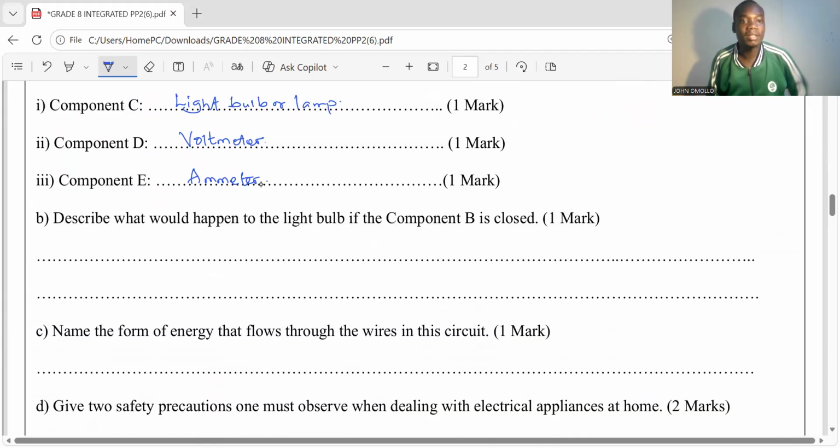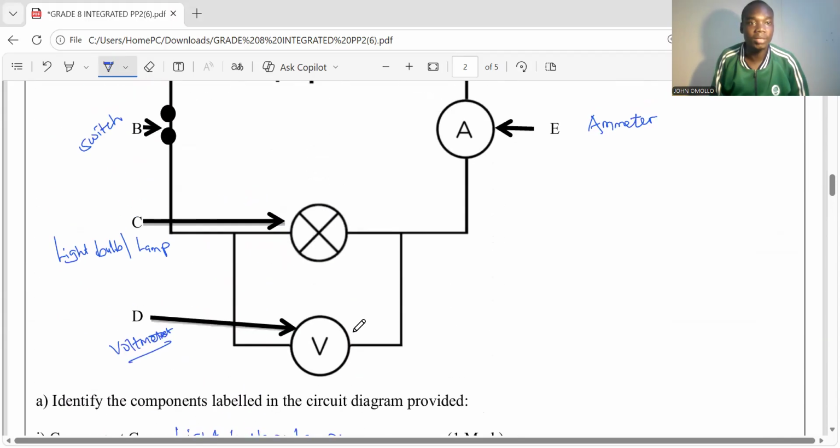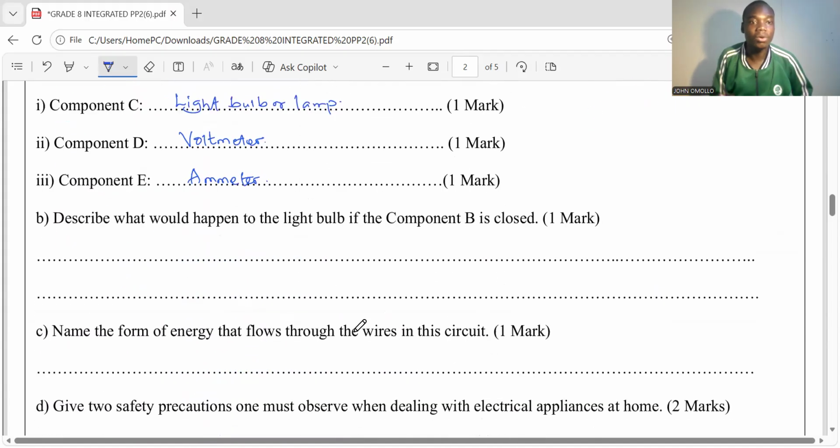Good. B, describe what happens to the light bulb if the component B is closed. The component B, that is the switch. So what happens if it is closed? The bulb will go off. This is because, why is the bulb going off?